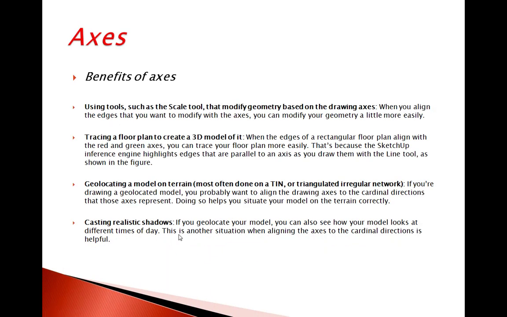We generally have three axes in SketchUp. One is the red axis, the second is the blue axis, and the third is the green axis. The red axis is generally the x-axis, the green axis is generally the y-axis, and the blue axis is generally represented as the z-axis.